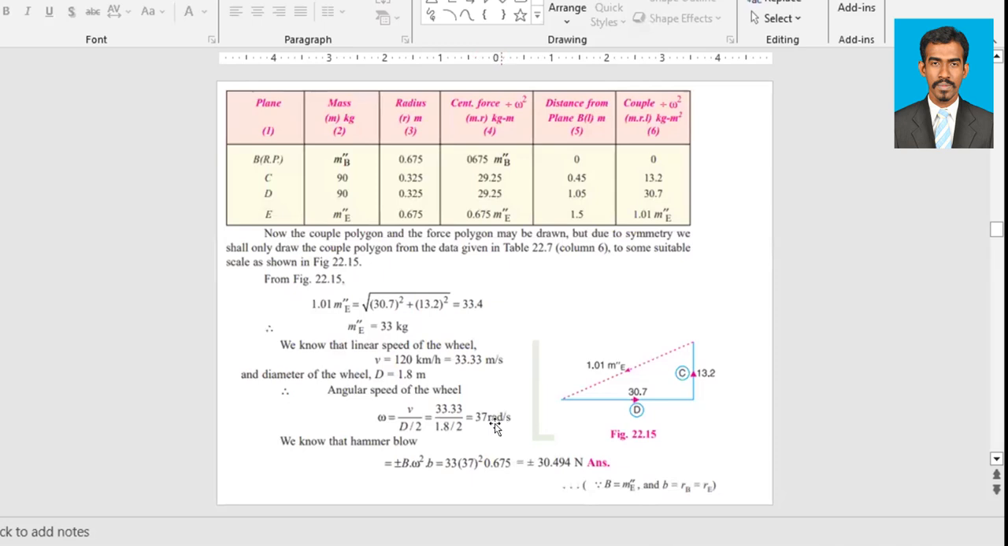We know the hammer blow, right? The formula for the hammer blow is plus or minus capital B small b omega squared, where capital B is the mass, small b is the radius, and omega squared is the angular velocity squared. So capital B, we have already found, is 33 kilogram. 33 into omega squared, we have already found 37, so 37 whole squared into the radius where we have to place the mass, that's given as 0.675 meter. When you multiply it, it gives you 30.494 Newton. So this is your final answer for the hammer blow.